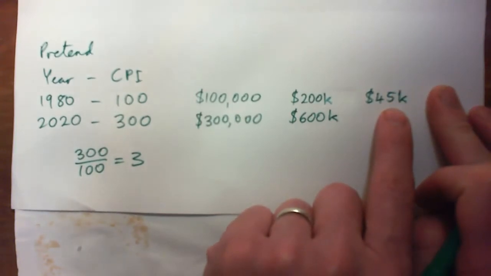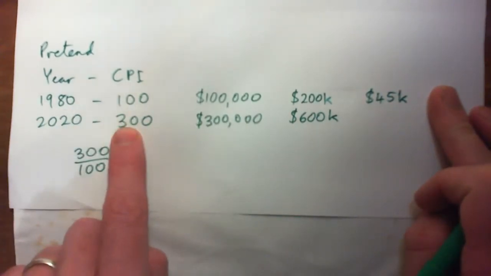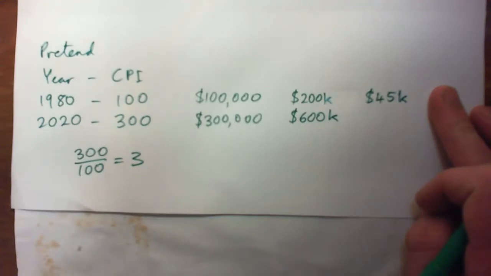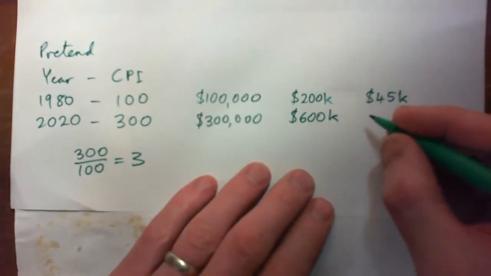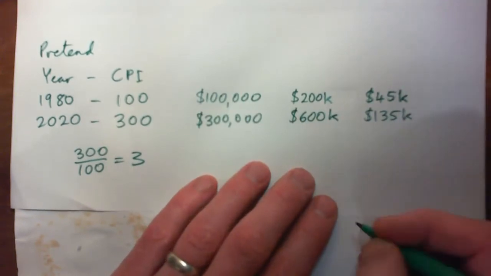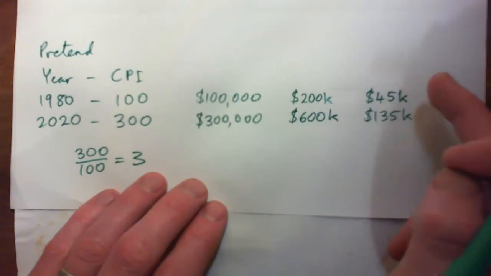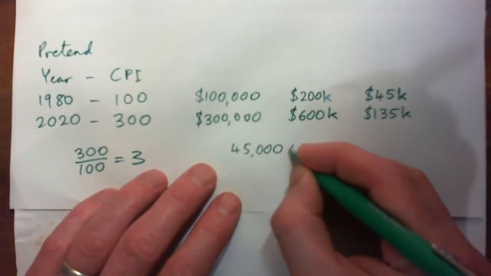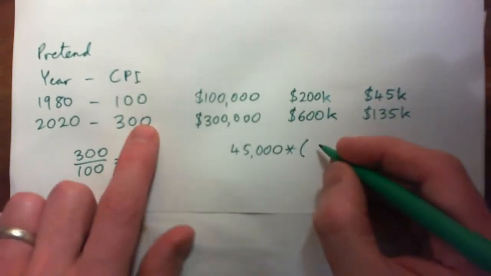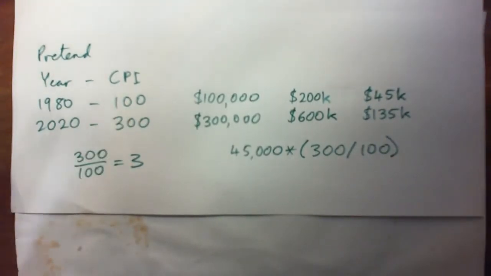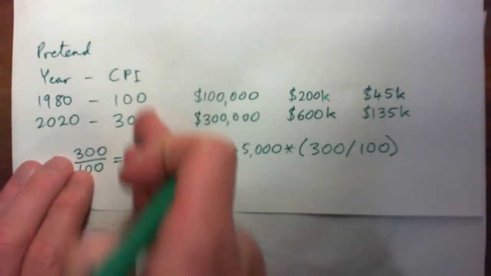So now, do this one. If a house costs $45,000 in 1980, what should it cost by 2020, given the consumer price index went from 100 to 300? Did you figure it out? It should be $135,000, or 135K, because 3 times 45 is 135. So really our formula is we take our 45,000 and multiply by this number over this number, and that gives us our price increase based on the consumer price index.